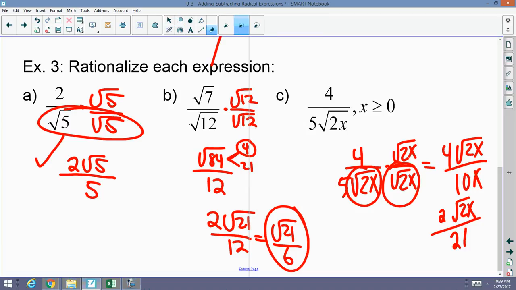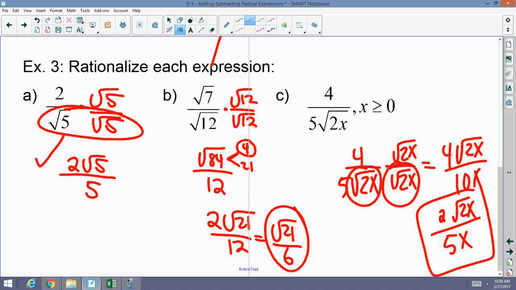Yeah. It's very tempting, but you cannot get rid of those x's, because one of those x's is outside of a radical and the other one is inside a radical, and you can't do that. Yes, sir, my brother.